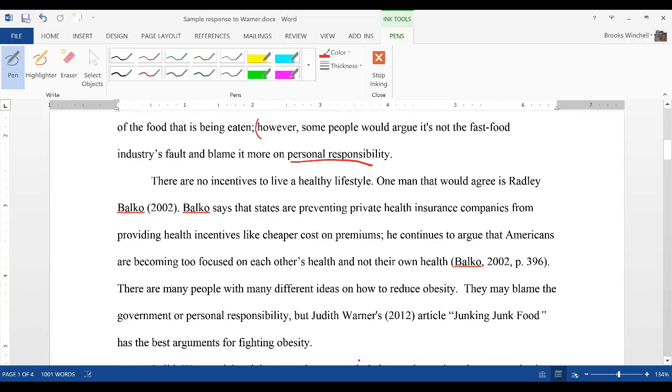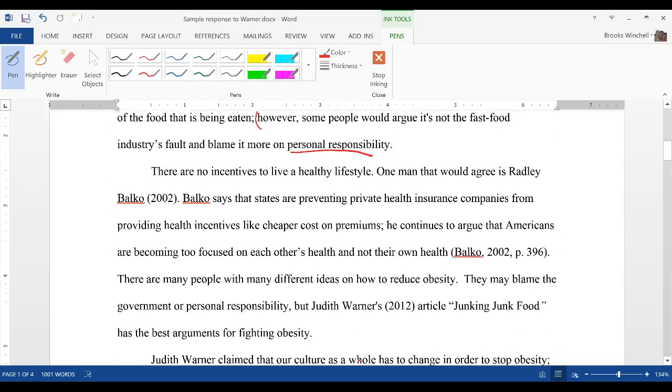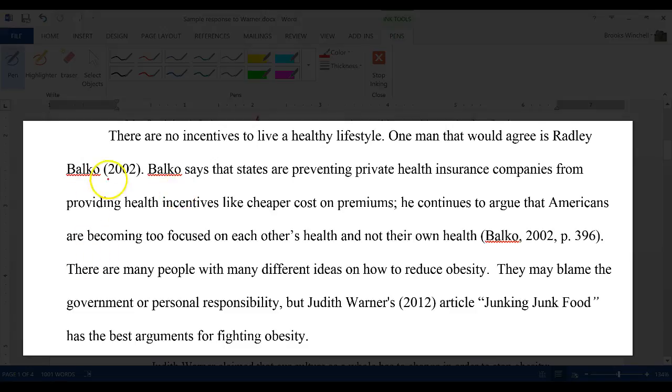In his next paragraph, he goes on to talk about people who blame it more on personal responsibility. Balco, so you can imagine he makes a nice connection to Balco here. There are no incentives to live a healthy lifestyle. One man that would agree is Radley Balco, 2002. Balco says that states are preventing private health insurance companies from providing health incentives like cheaper cost on premiums. He continues to argue that Americans are becoming too focused on each other's health and not their own health. Balco, 2002.